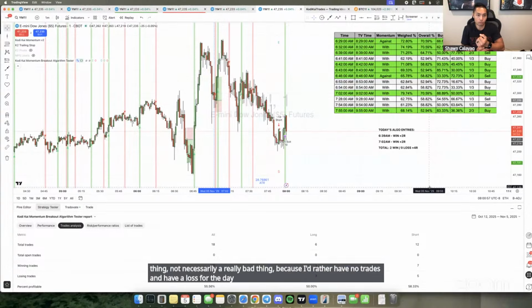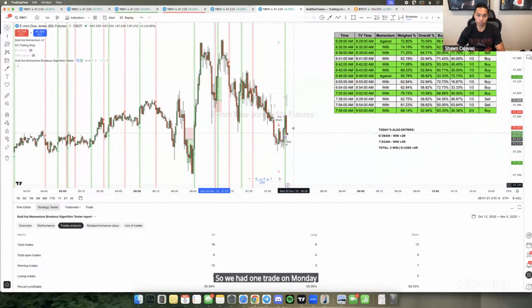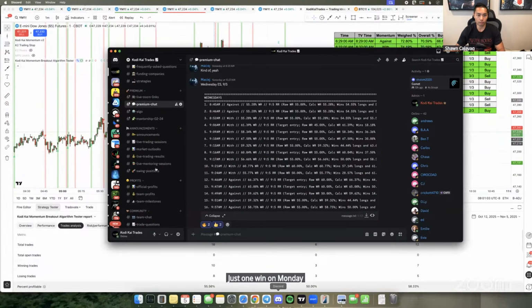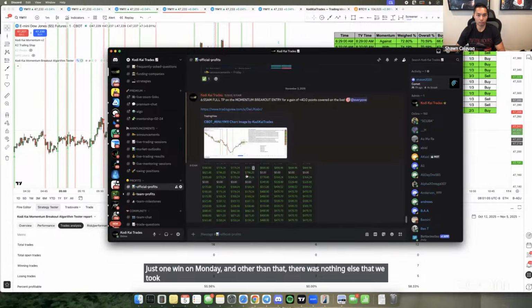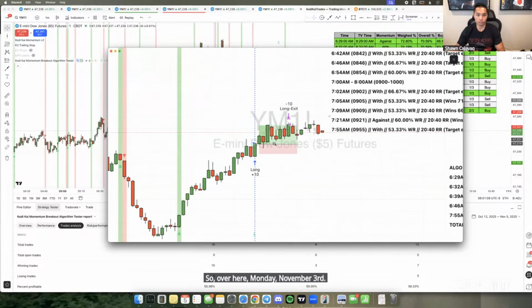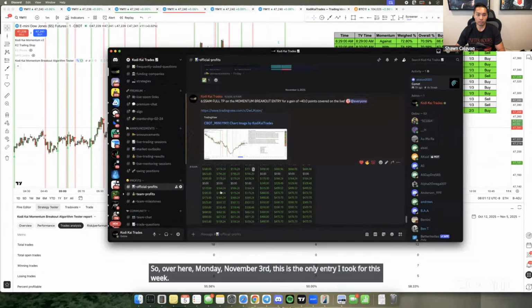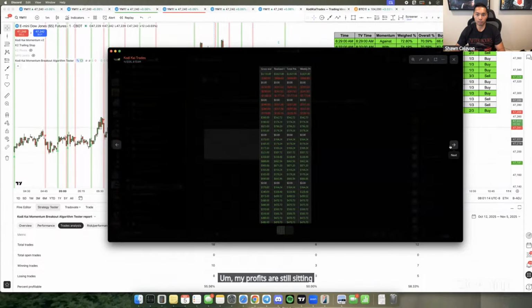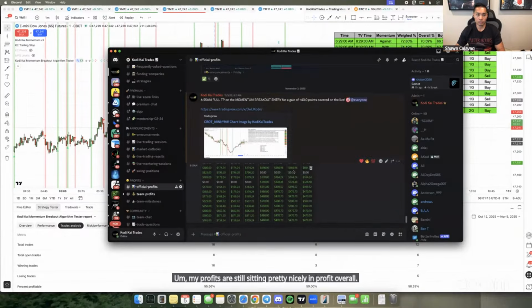For this week so far, we're still up 2R. So we had one trade on Monday. Just one win on Monday, and other than that, there was nothing else that we took for this week. So over here, Monday, November 3rd, this is the only entry I took for this week. My profits are still sitting pretty nicely in profit overall. And that's pretty much it.